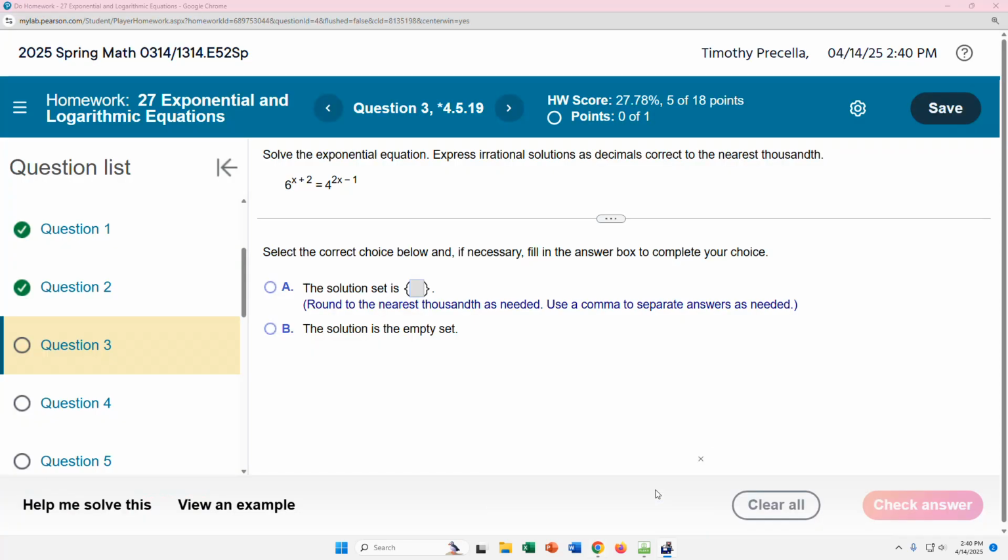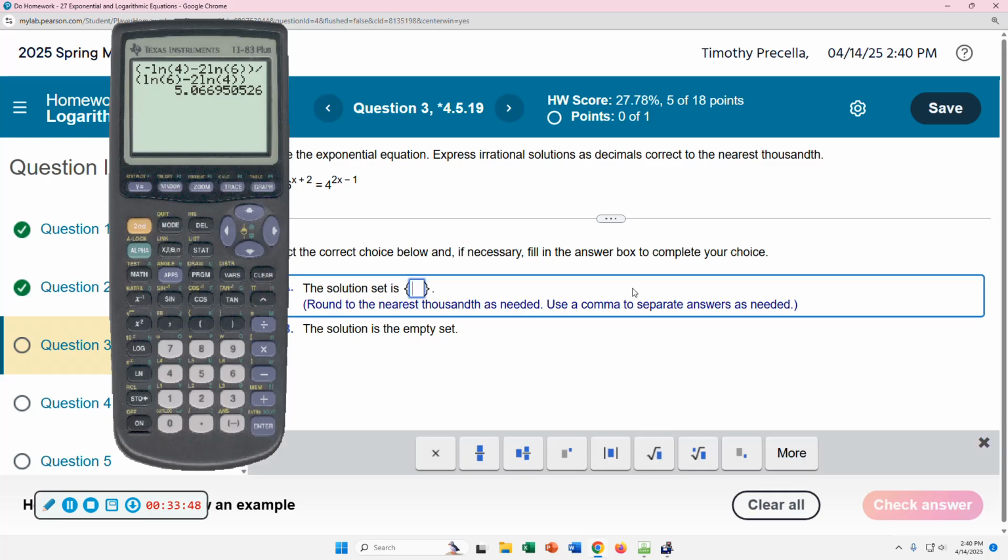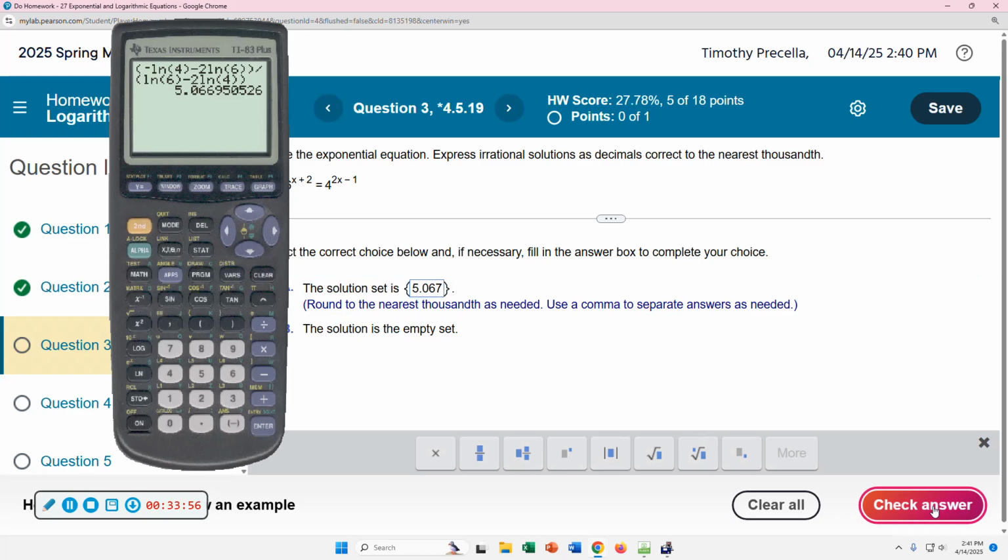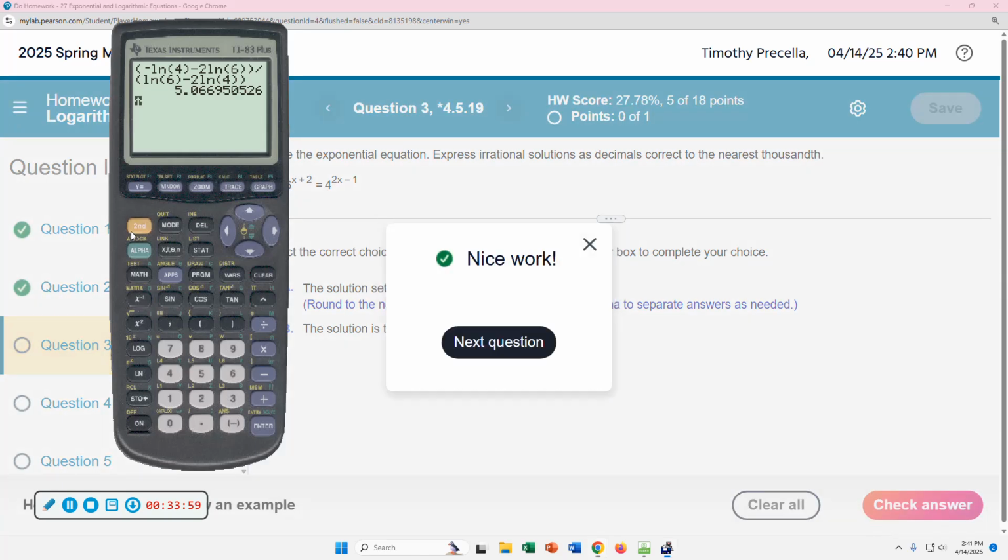Here, come back over here. 5.067. And just for illustration purposes, I want to show something. What are you trying to show? If you went back and replaced that negative with a minus symbol? All I did was change the ln 4 at the very end to ln negative 4, and look what it's going to say.